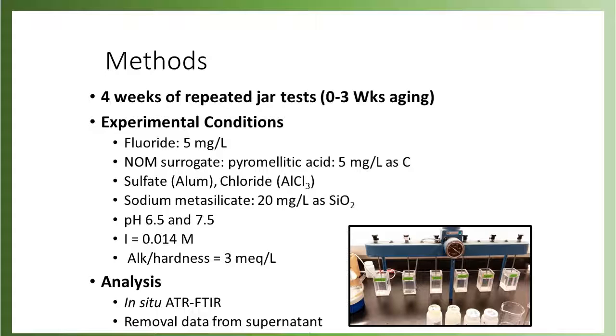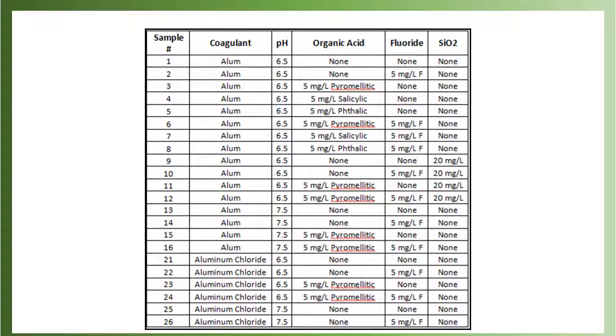For my analysis, I used in situ ATR FTIR, attenuated total reflectance Fourier transform infrared spectroscopy, quite a mouthful. So we did that for the solids, and then we also got removal data from the supernatant. And so that resulted in this nice matrix. You see different organic acids with and without silica, fluoride, etc.